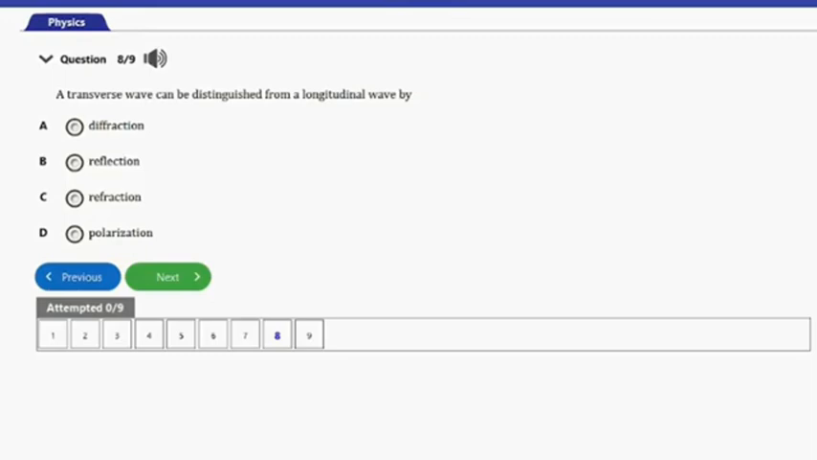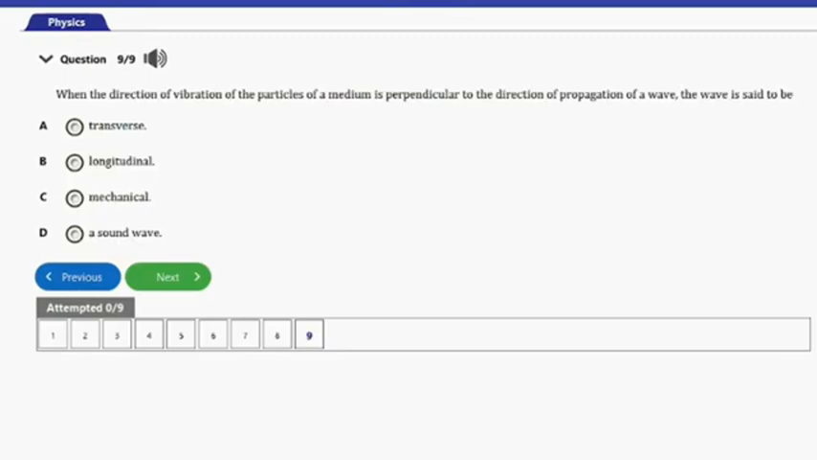So let's go ahead and consider the next and last question. Here it is. The last question we have here, question number 9, says, when the direction of vibration of the particles of a medium is perpendicular to the direction of propagation of a wave, the wave is said to be A, transverse, B, longitudinal, C, mechanical, D, a sound wave.